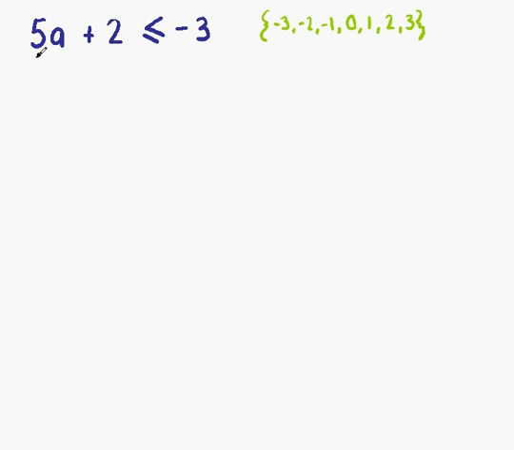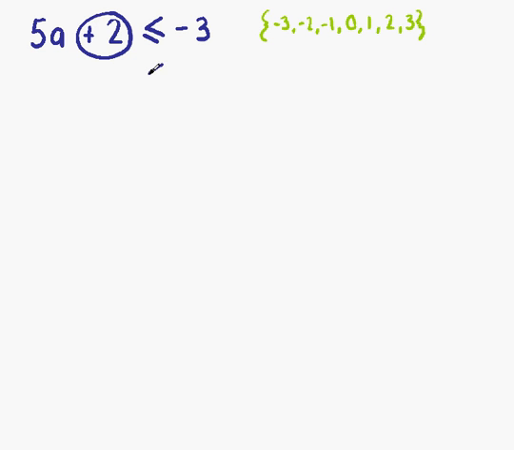We are told that 5a plus 2 is less than or equal to minus 3. In this particular question, we are told to choose our solutions from the set minus 3 through to positive 3. But back to the question. The first thing we need to do in order to solve this inequation is put our letters to the left and numbers to the right. The only thing that needs to move is plus 2.